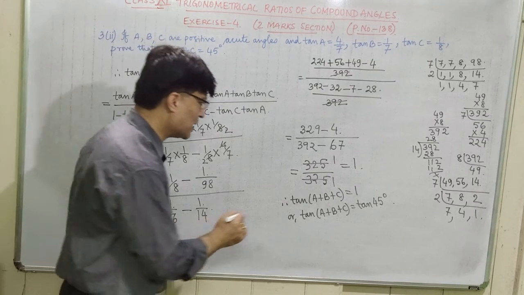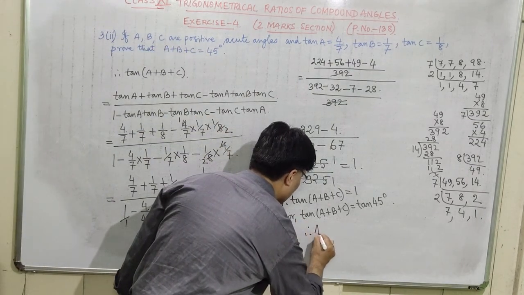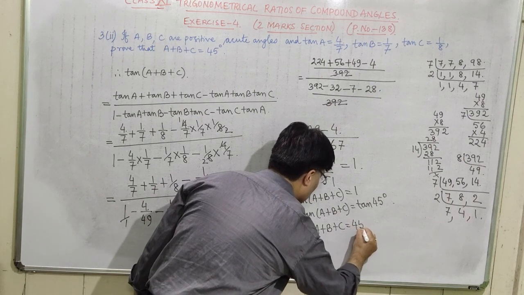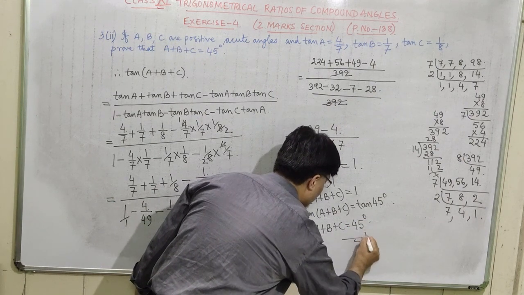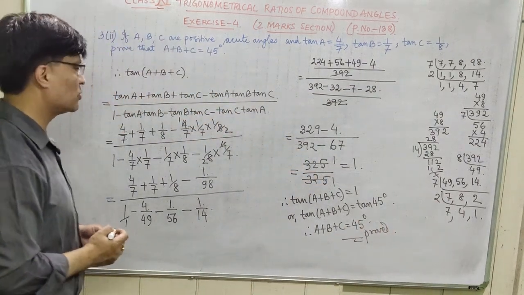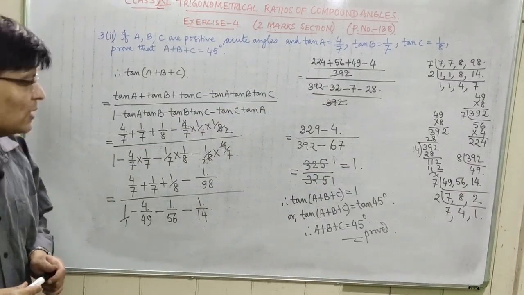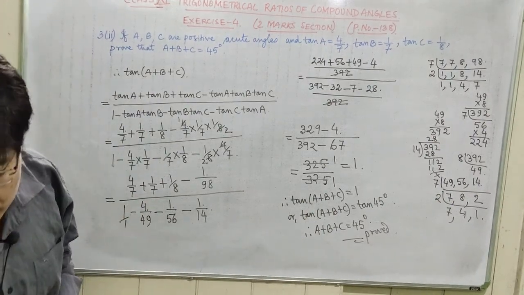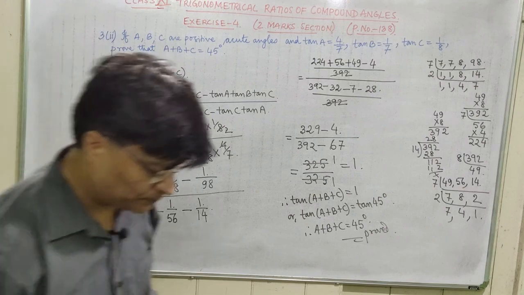So from both the sides you can cancel that tan. So what do we get? So a plus b plus c is equal to 45 degree. So it is proved. So I think you have understood it. So we have proved that a plus b plus c is equal to 45 degree. So you can copy it. Now we'll do the next question.